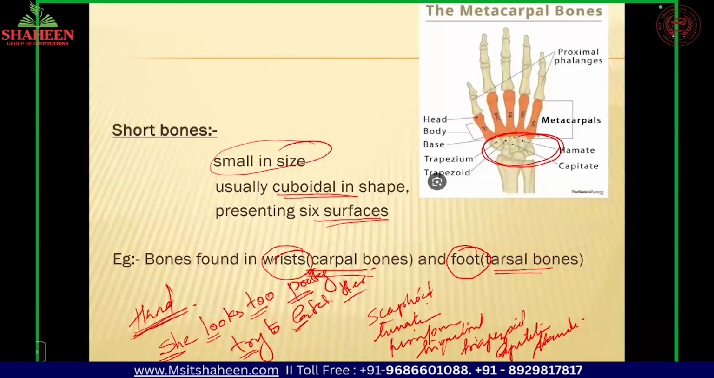And in the case of tarsal bones, the names are talus, calcaneus, navicular, cuneiform, then cuboid. All these are the bones of the foot. They are known as the tarsal bones. So just remember that the carpal bones are the bones of the hand and the tarsal bones are the bones of the foot. The names of the tarsal and carpal bones you will learn later. They are the short bones. The size will be small and they have a cuboidal shape, so the surfaces will be 6 in number.